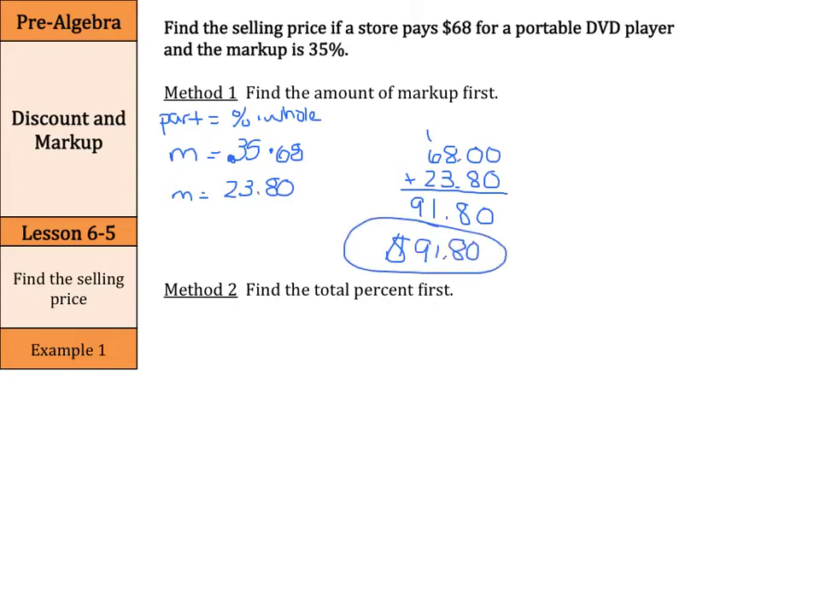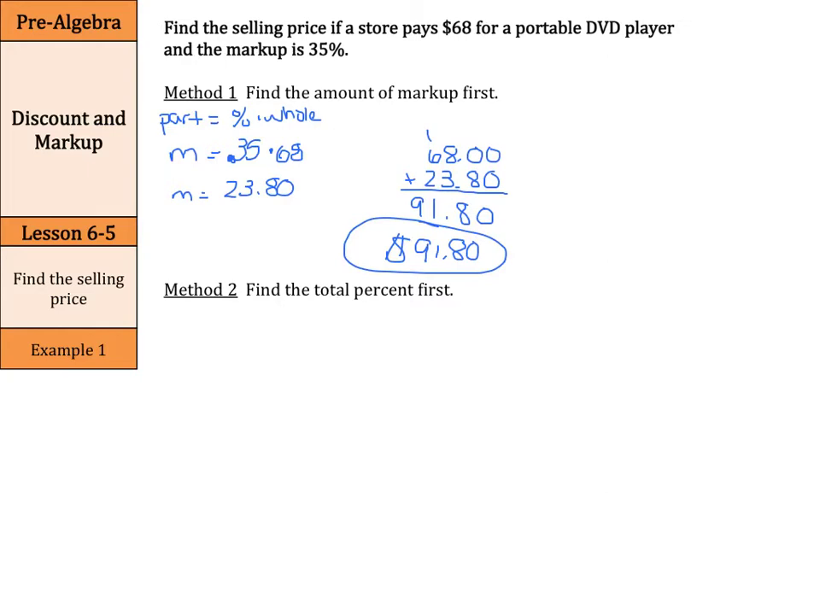So in method 1, we're going to use our percent equation. We're going to look for the markup amount, which is our part, by taking our percentage as a decimal, multiplying it by our amount, and we'll get a price. Now that's not our final answer, that's the amount of markup, so we have to add it back to figure out our selling price. Now, our answer is $91.80.